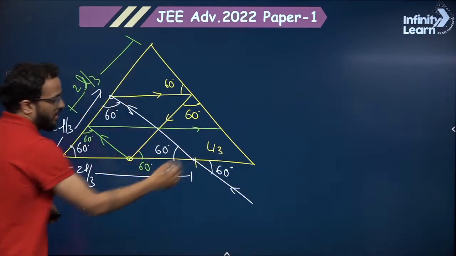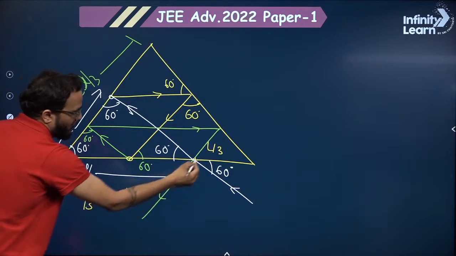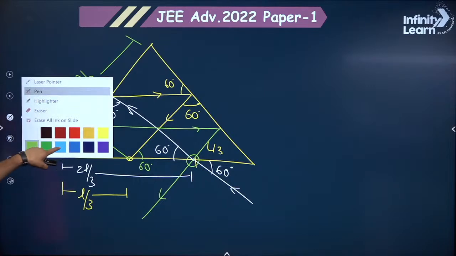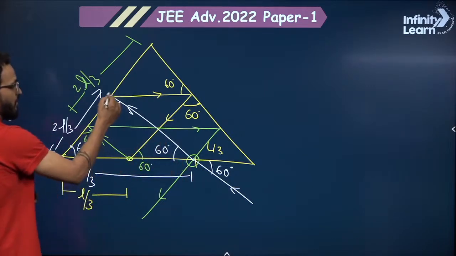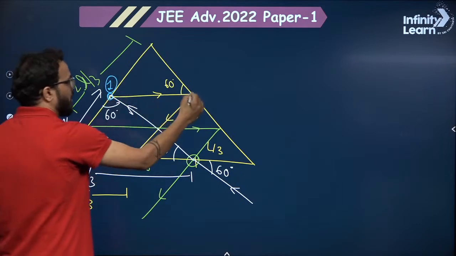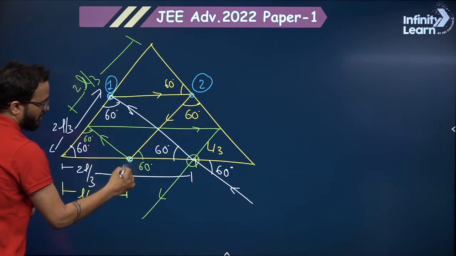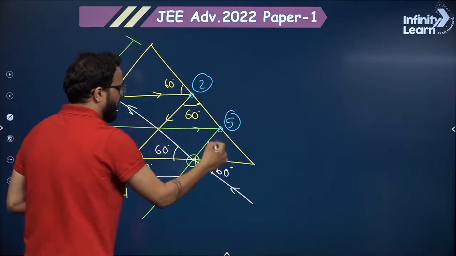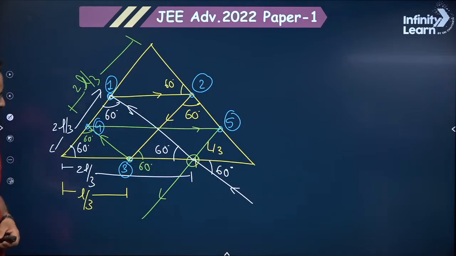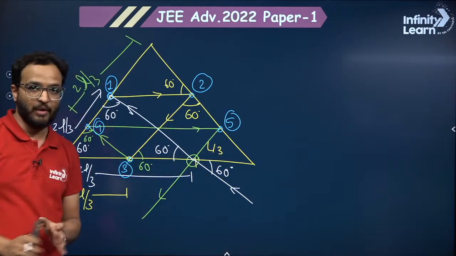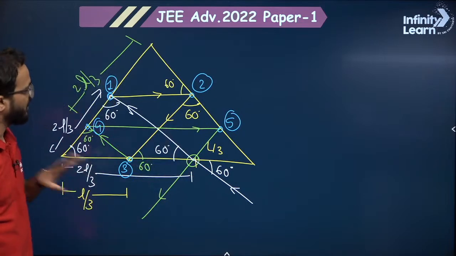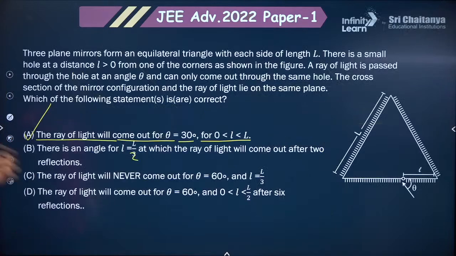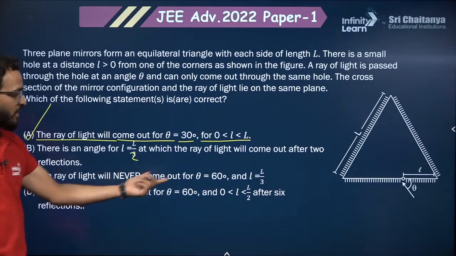It will go like this, and this time it will come out of the hole. Clear? So how many reflections were happening? Number 1 here, 1, then 2, then 3, then 4, then 5, and then it came out. Okay, so between 0 to L/2 there is one point L/3 where there are less than 6 reflections and it is coming out, right? So what they have given in the options, if you see, the ray of light will never come out for theta 60 degrees and L/3.